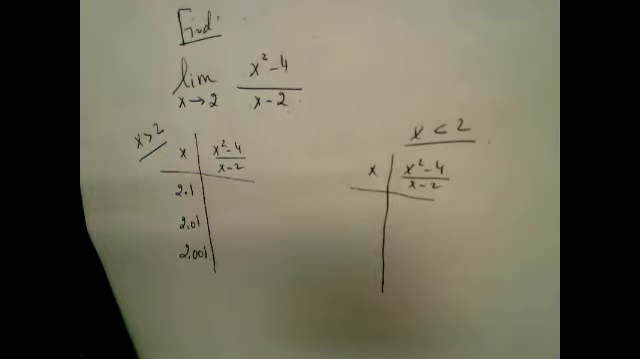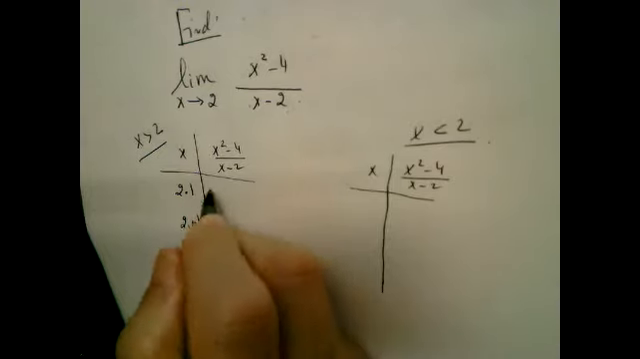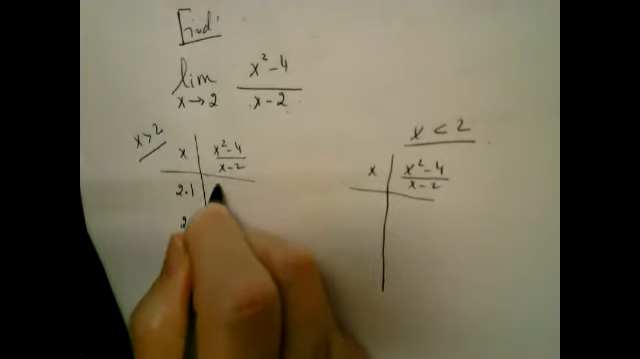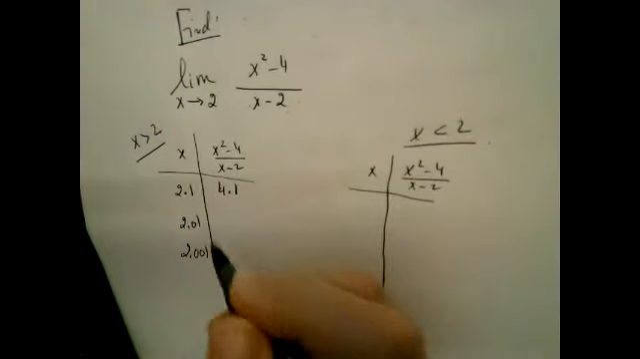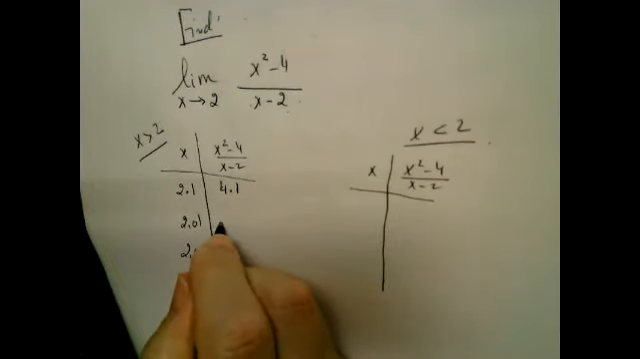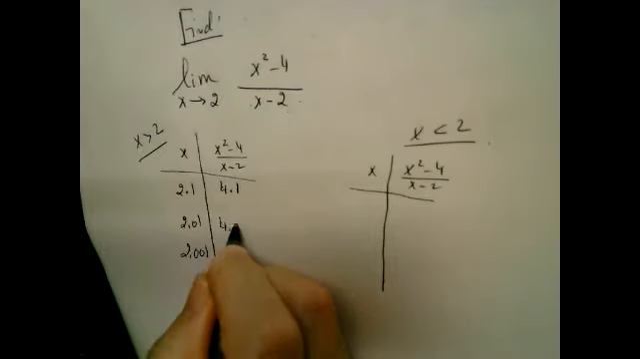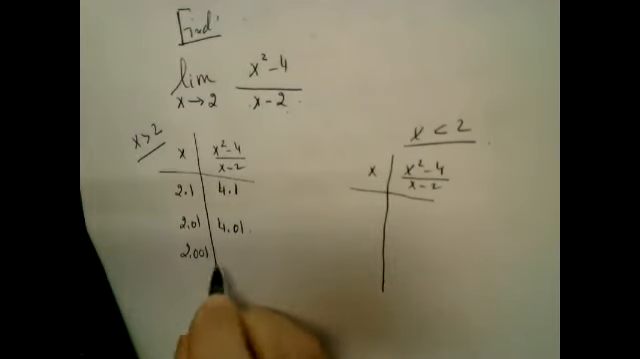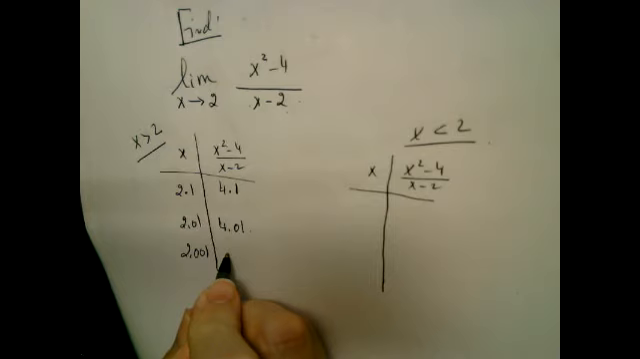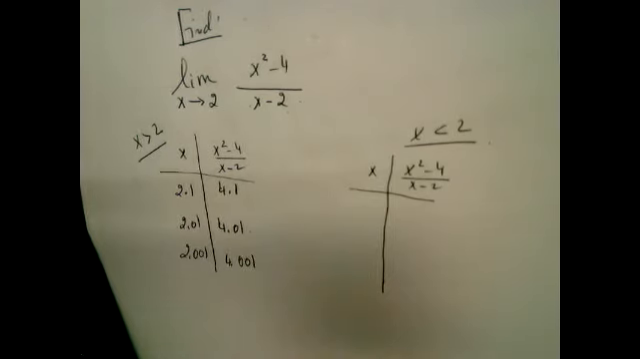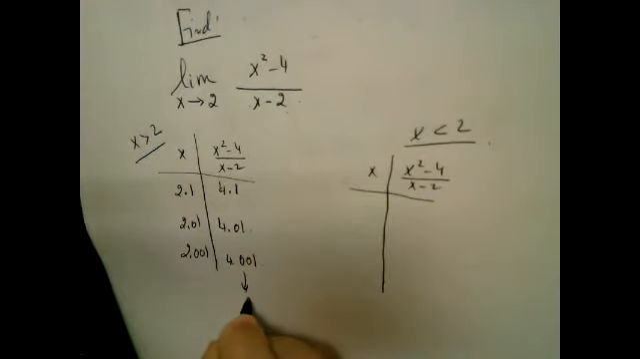Okay, so how much are you getting for the first one? 4.1. And how much are you getting here? Anybody finished it? 4.01, Gavin. And how much are you getting here? Anybody finish that one? For Morgan, 4.001. Okay, so it seems to be definitely getting close to 4.